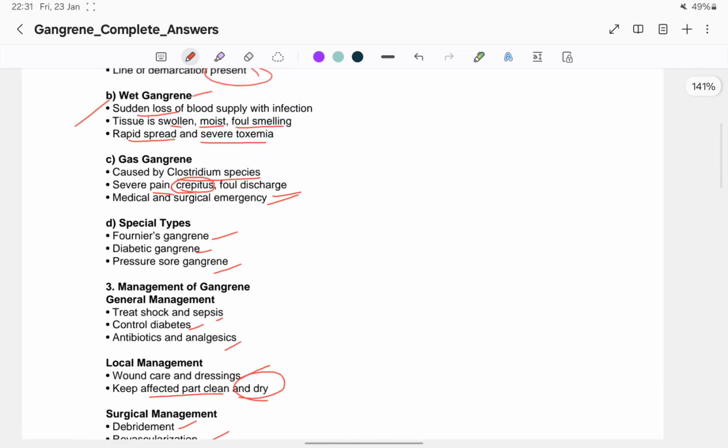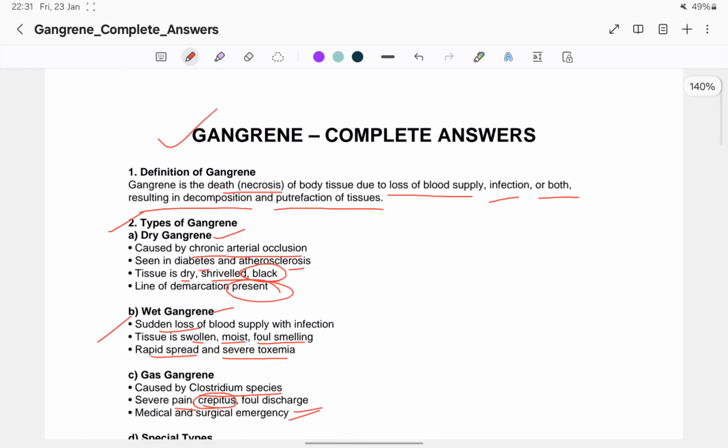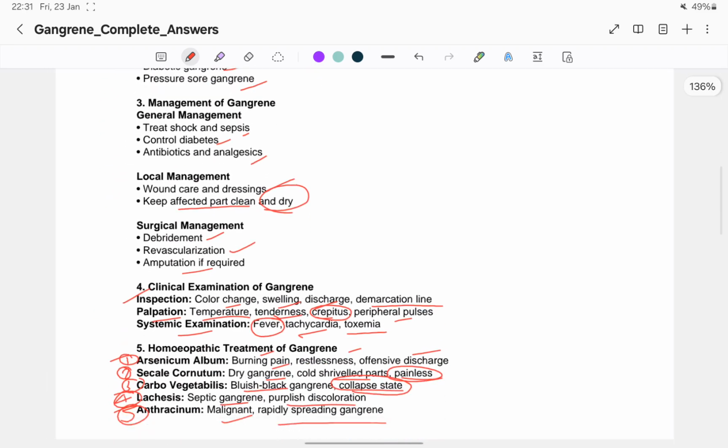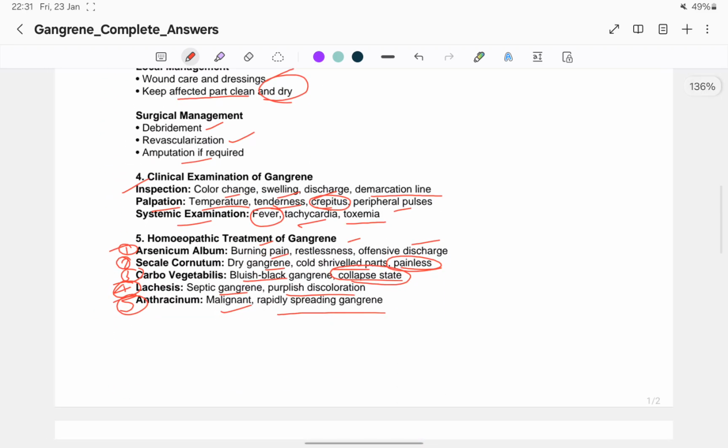So all about gangrene I have discussed: definition, types and management of gangrene, clinical examination, homeopathic treatment of gangrene.